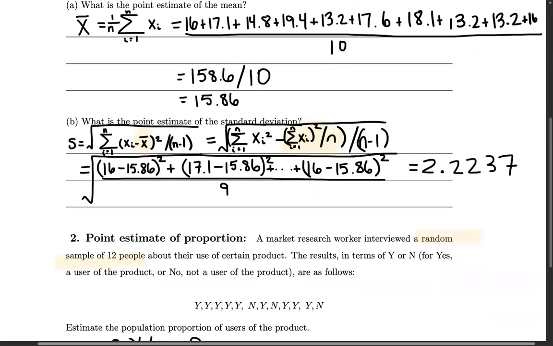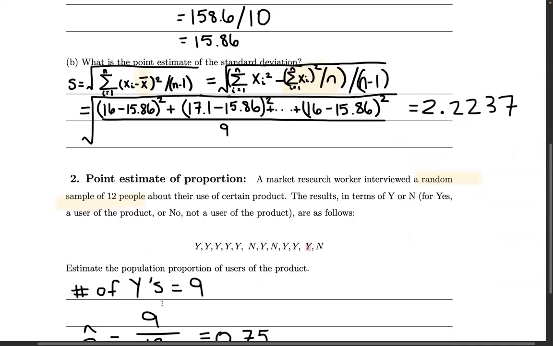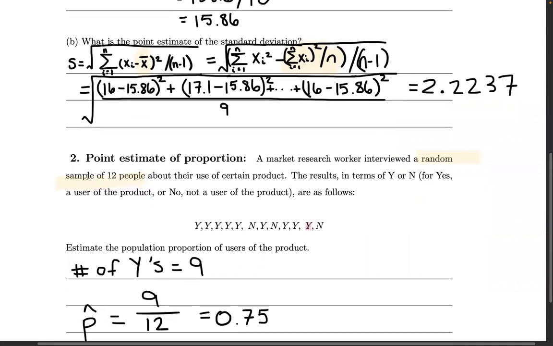If we want to estimate the population proportion of users of the product, yes means they are a user of the product. So we're going to see how many total yeses we have. We're going to count up our Ys: 1, 2, 3, 4, 5, 6, 7, 8, 9 Ys. Then we divide that by the total number in our sample, which is 12. If you add up all of these, that's 12, and it also says that we have a random sample of 12. So 9 divided by 12 is 0.75, and that is our p hat.